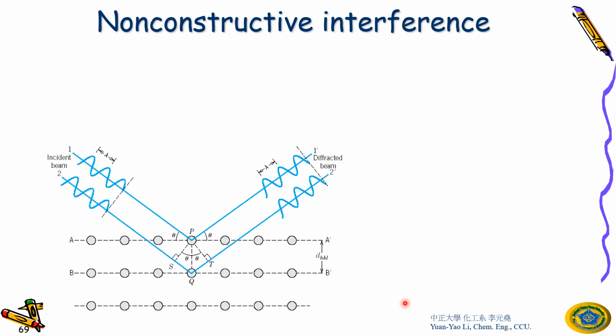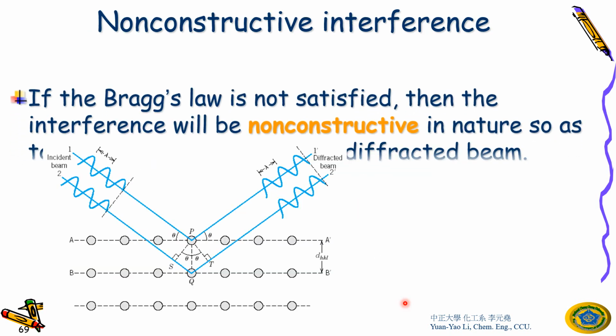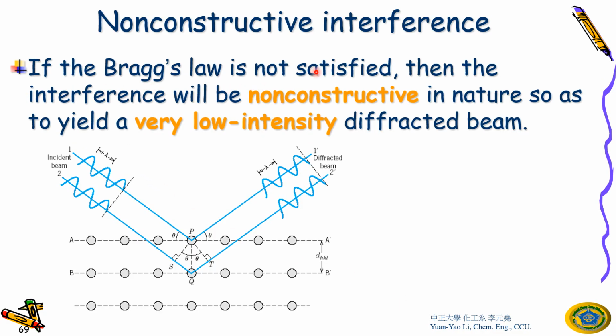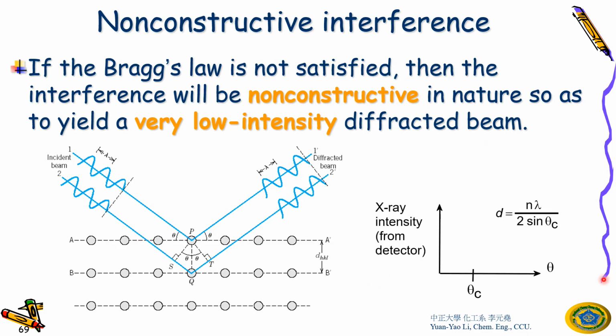So the non-constructive interference is that if Bragg's law is not satisfied, then the interference will be non-constructive in nature, so as to yield a very low intensity diffracted beam. So you get nothing, right? You get nothing. Nothing here. If this is destructive interference, okay? No peak.